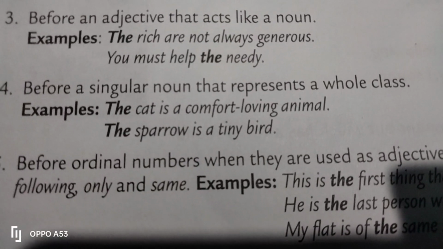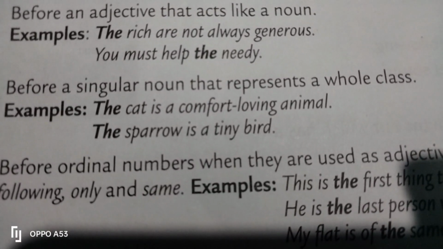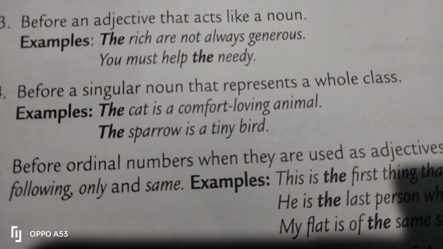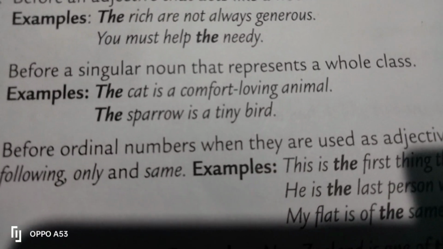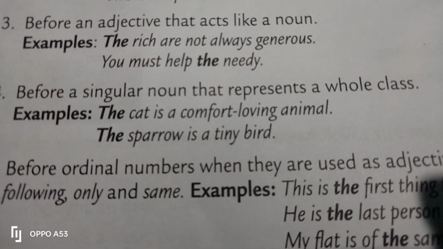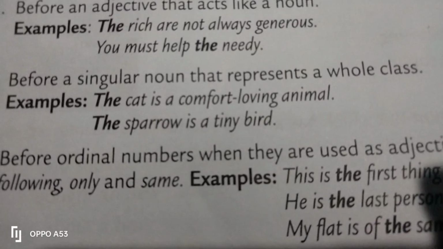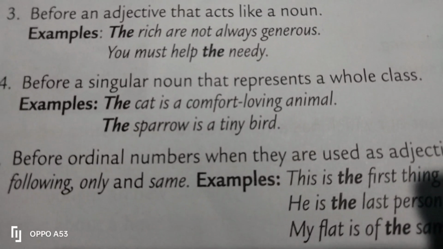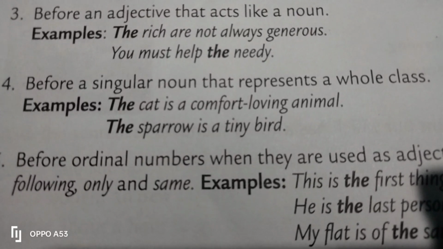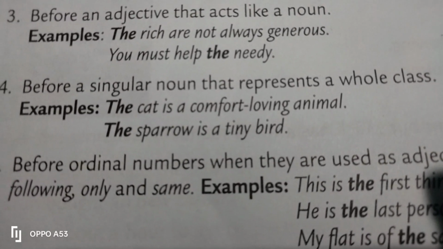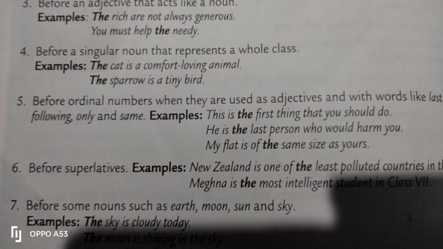the dog is a ferocious animal. See, we can use a noun that represents the whole class. Whole class here is referring to the common noun. So before the common noun, we can use the definite article to represent the whole class, meaning to say a singular noun can be taken for a whole class or a common noun by the use of a definite article. Okay, so look at the larger examples here.